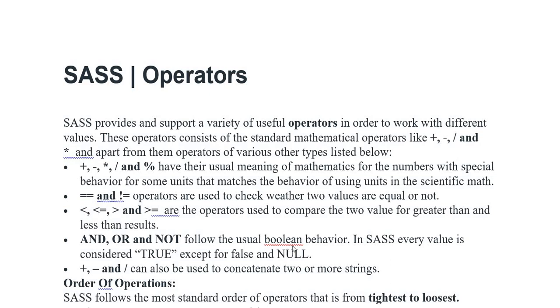And, or and not follow the usual Boolean behavior. In SAS, every value is considered true except for false and null. Plus, minus, and divide can also be used to concatenate two or more strings.